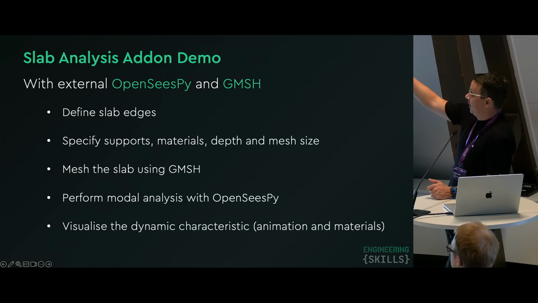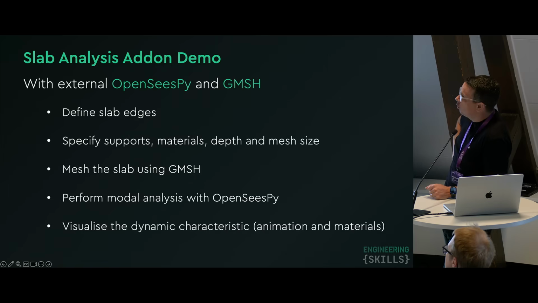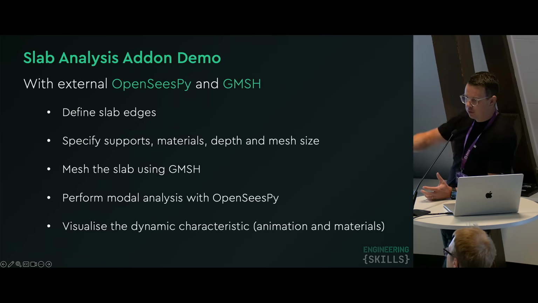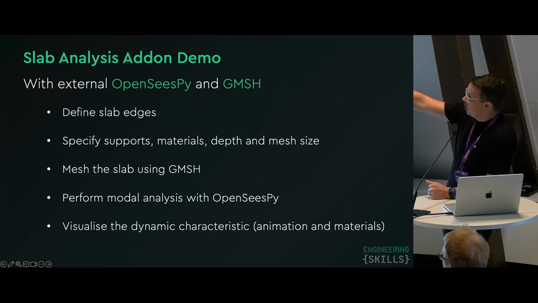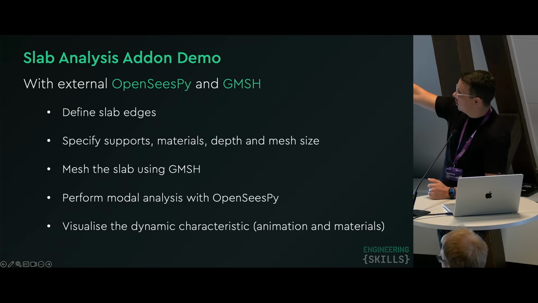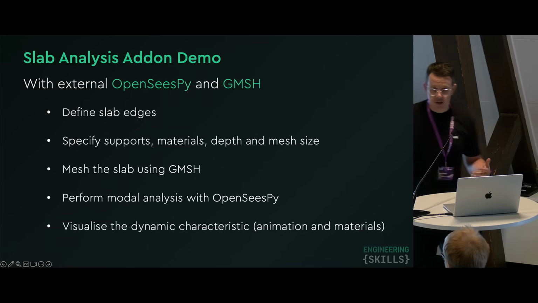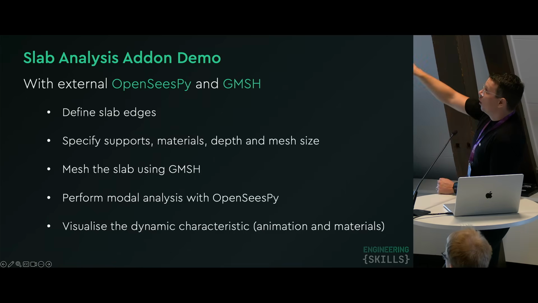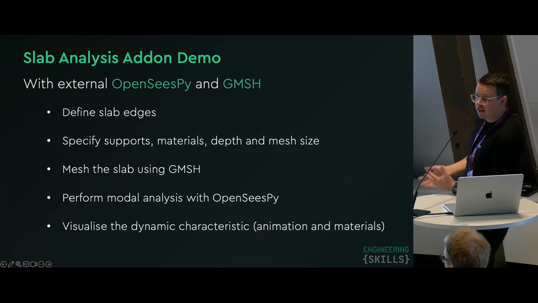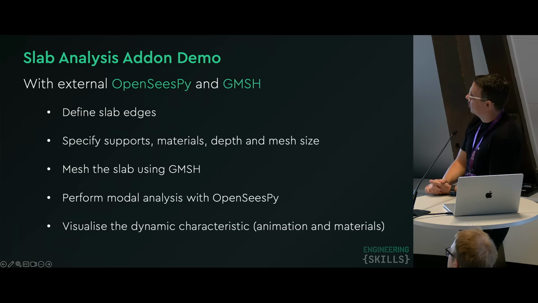So the thing to do now is build an add-on where I can define the slab edges. This is kind of a proof of concept more than anything else. Specify supports, materials, the depth of the concrete slab, the mesh size, use Gmsh to mesh it, and then perform a modal analysis in OpenSees. Again, you can write all the code to do everything that this is going to do, but it ends up being a lot of code, and you really need to know your onions if you're going to do it. But if you use Gmsh and OpenSees, it's all written for you already. Of course, it's also advisable to know what's happening under the hood as well.